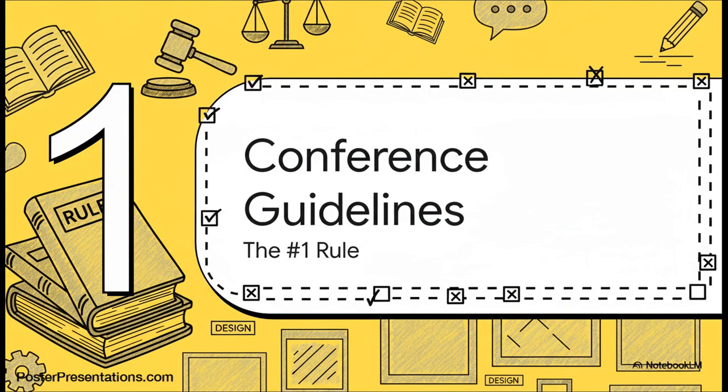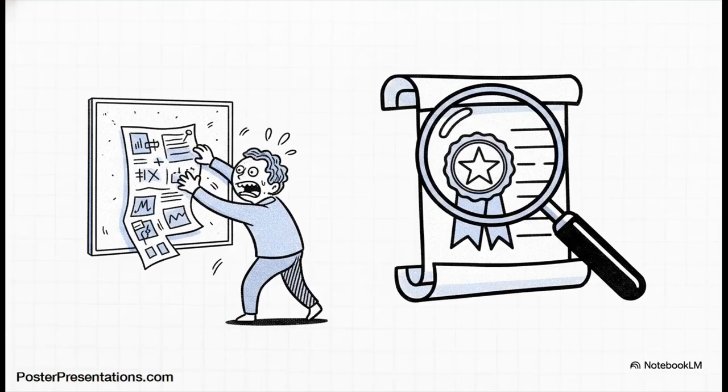Okay, so where do we start? What is the absolute most important first step? It's not your design, it's not even your content, it's the rules. You've got to check the conference guidelines. I can't stress this enough. Before you even think about opening up your design software, you have to find the official guidelines from the people running the conference. They will tell you the exact, specific dimensions of your space. Ignoring this is, seriously, the fastest way to create a poster that just plain won't fit. It's a disaster you can so easily avoid.